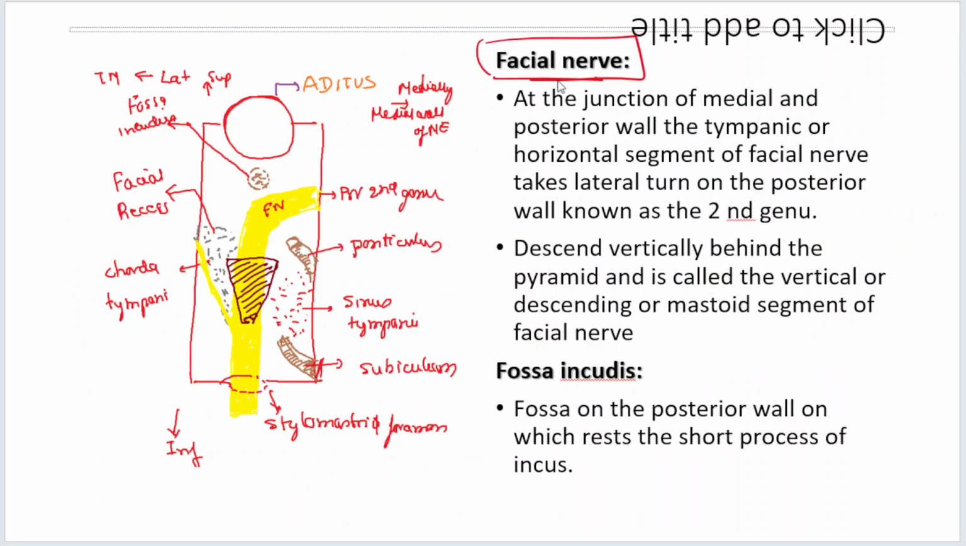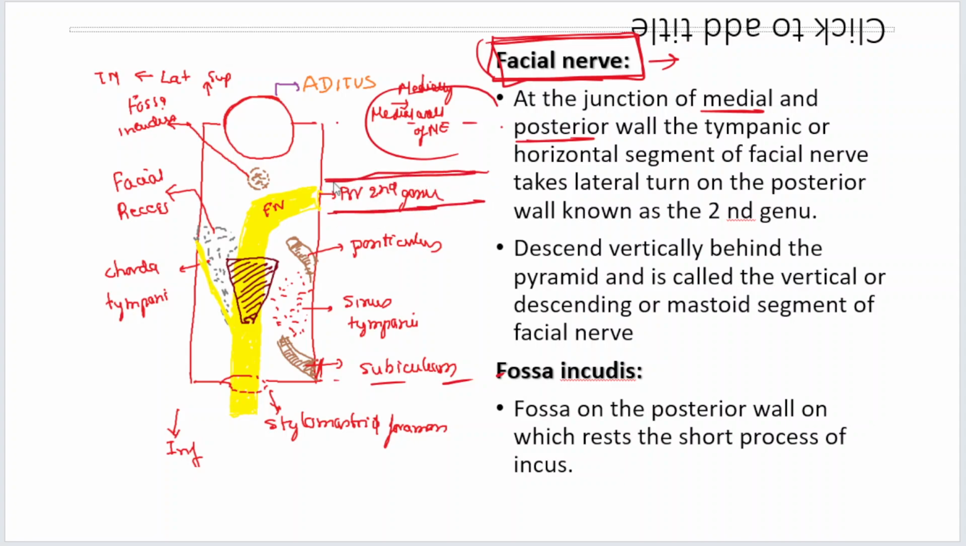Facial nerve is the big brother of the middle ear. This is what every ENT surgeon is scared of. Junction of the medial and the posterior wall. So this is the medial wall of the middle ear, and the facial nerve in the medial wall of the middle ear is called the horizontal segment.